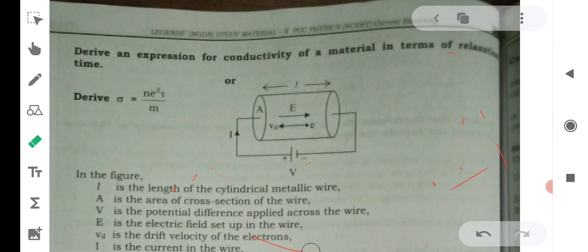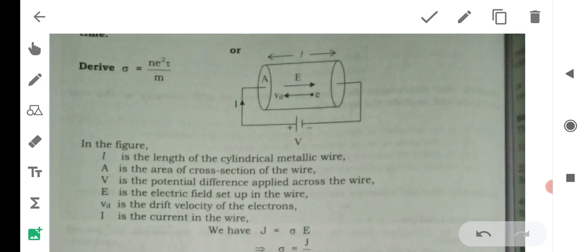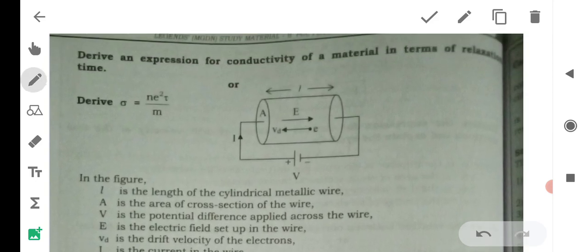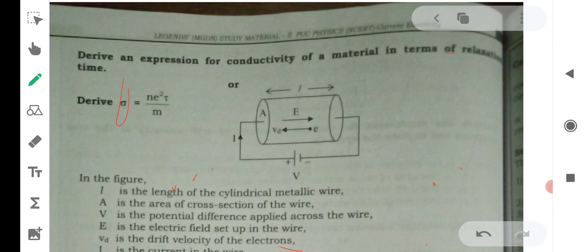Now we'll discuss one more relation: the expression for conductivity of a material in terms of relaxation time. Sometimes the question may ask like this. Here sigma means conductivity, and tau means relaxation time. The relation between conductivity and relaxation time is sigma equal to N e square tau divided by m.